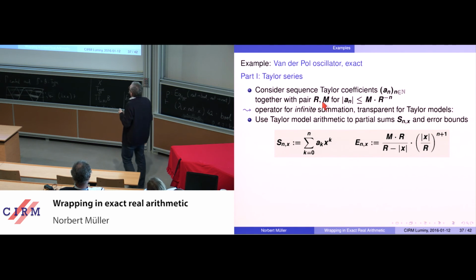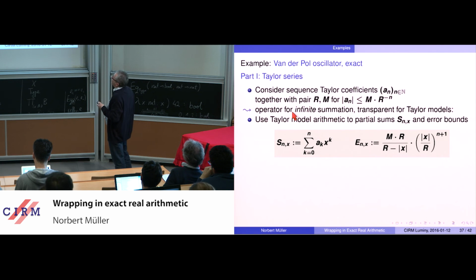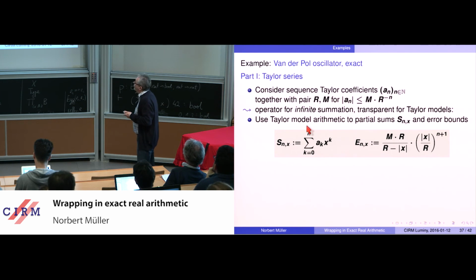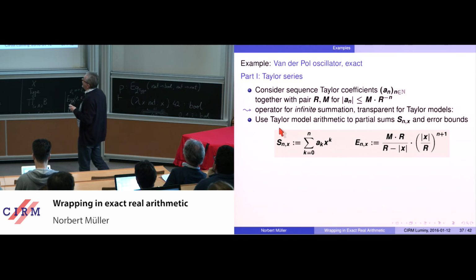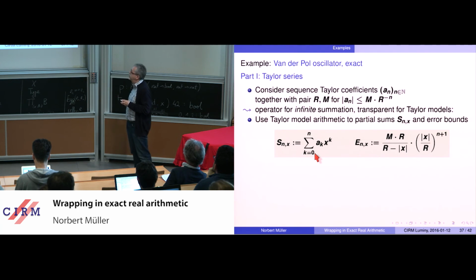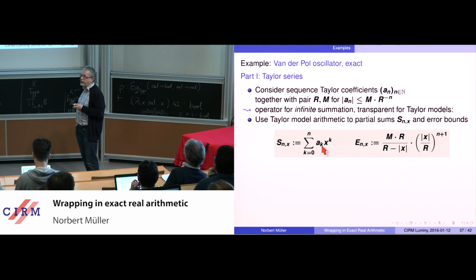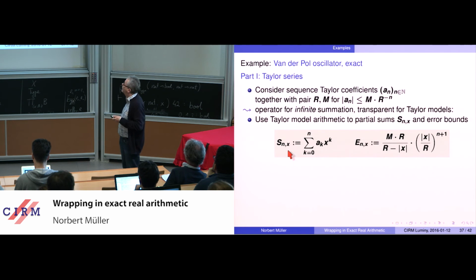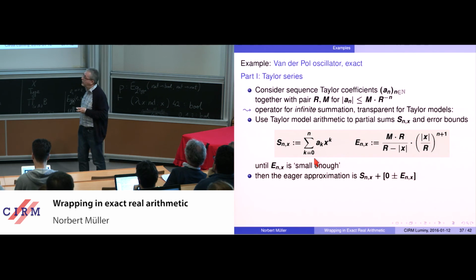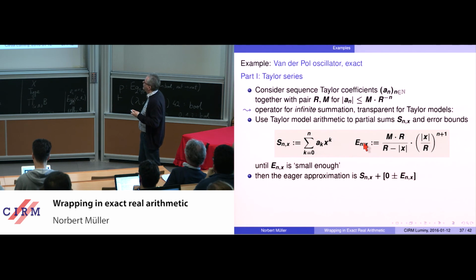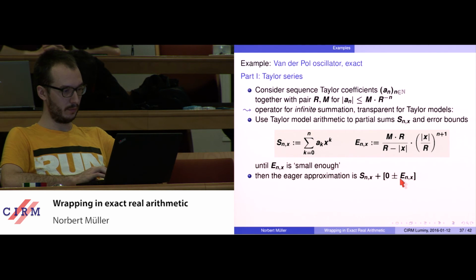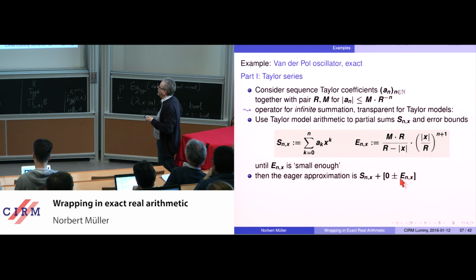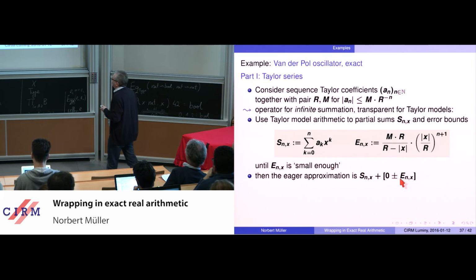Just to remind you that we somehow need this R and M, and to get the coefficients, if we have them, then we can have an operator for infinite summation, which is even transparent for Taylor models, because we can do the following thing. We just compute a partial sum of the Taylor series up to some n. And these operations are simply implemented as Taylor model operations. So we will get a Taylor model at the end. And the error is approximated as I told you before. And as soon as the error is small enough, we stop this. And then we have a Taylor model here and some error here. And we just take this Taylor model from here and add this error as a small interval to this. So it's really transparent. So we get a lot of information through the Taylor series computation to this infinite operator.